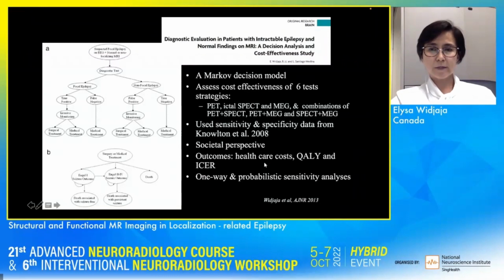To address that question, we have conducted a Markov decision model to assess the cost-effectiveness of 6 different test strategies: PET, SPECT, and MEG individually and in combination. We have used sensitivity and specificity data from the study by Knowlton et al. The analysis was conducted from the societal perspective. The outcomes assessed include healthcare costs, quality-adjusted life years, and incremental cost-effectiveness ratio.